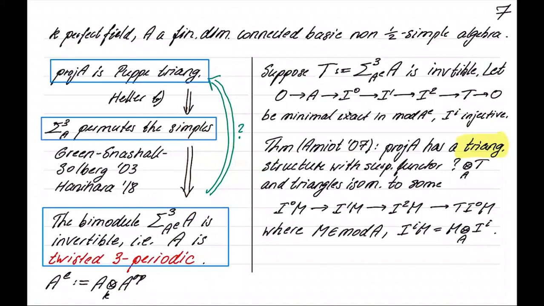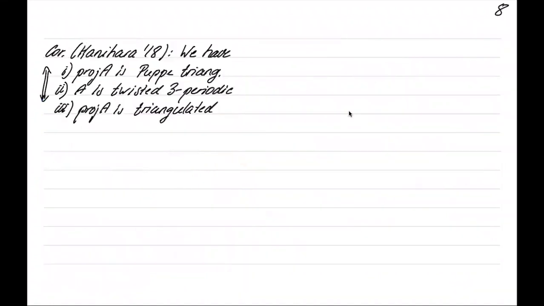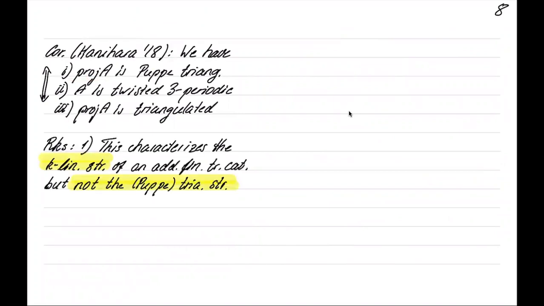Yes. But anyway, so as a corollary, as observed by Hanihara, we have this equivalence. Prosh A admits a Puppe triangulated structure if and only if A is twisted 3-periodic, if and only if Prosh A admits a triangulated structure. Okay, and so as I said, this characterizes the possible K-linear structures, but it does not characterize or classify in any way the possible proper or strictly triangulated structures. Okay, yes, so we will use this characterization in a moment.